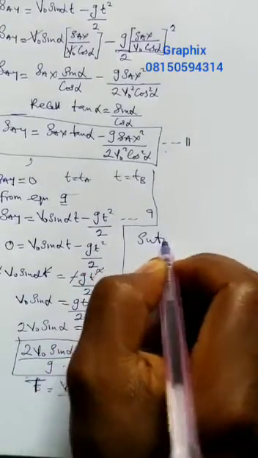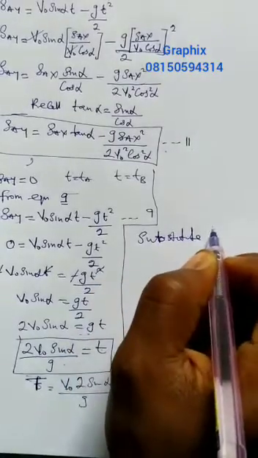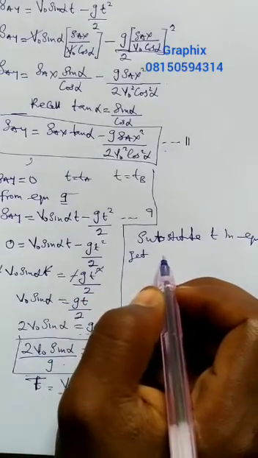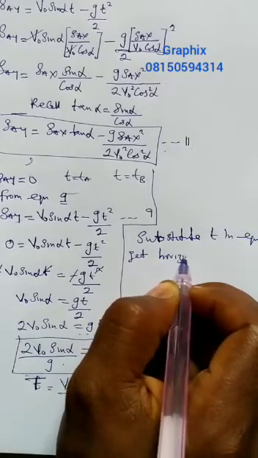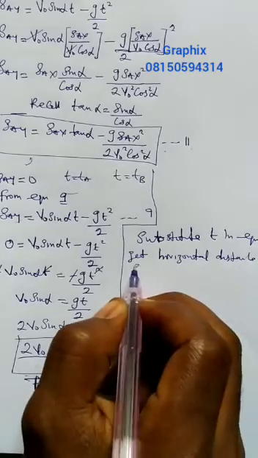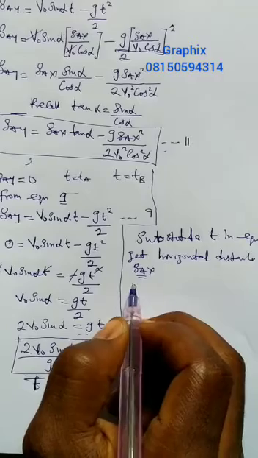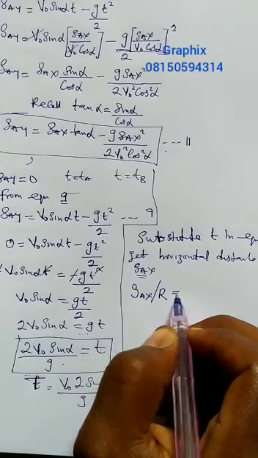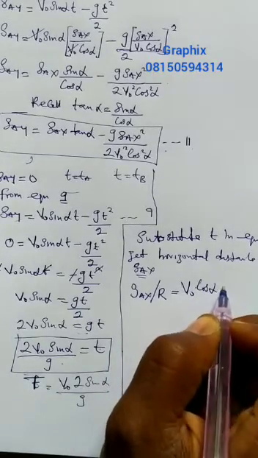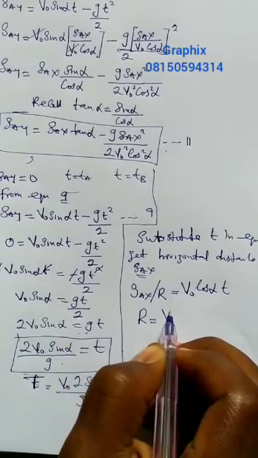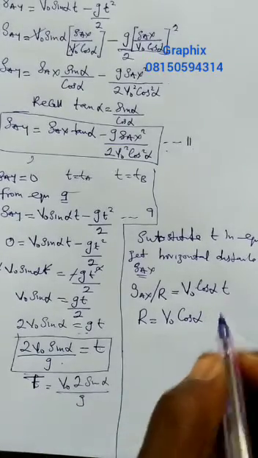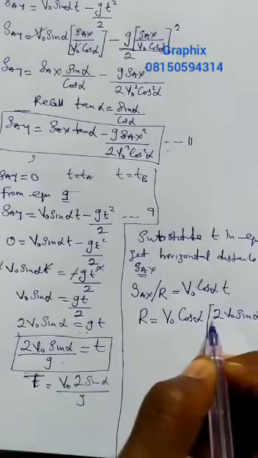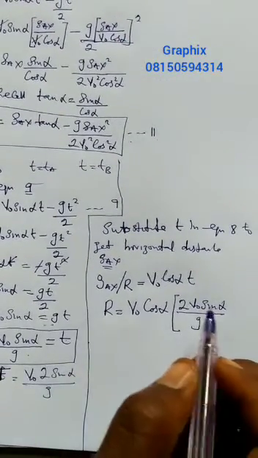Substitute T in equation 8 to get the horizontal distance, which is SAS, right? So we know that my SAS, or my range, is equal to V naught cos alpha t. So if I want to write that, my range will give me V naught cos alpha. Instead of putting my t, I'm going to put the t I got here, which is 2V naught sine alpha all over g. Are we good?